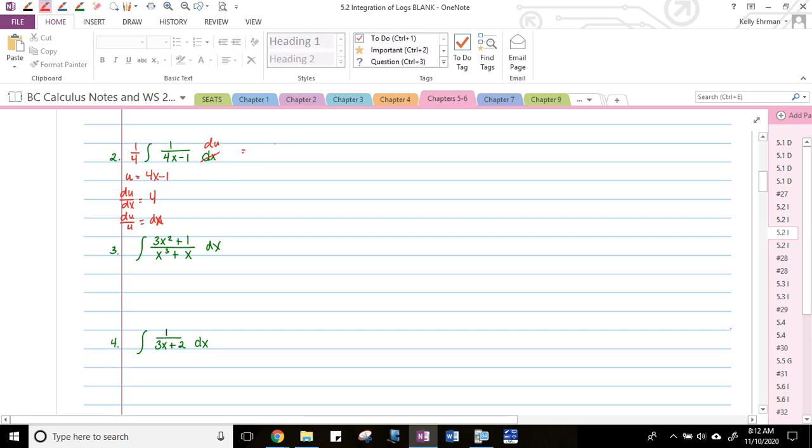All right, so anyway, we should be able to get to a place where we have 1/4 the integral of 1 over u du. And so that's equal to 1/4 the natural log of the absolute value of 4x minus 1. I'm subbing my u back in, plus c.